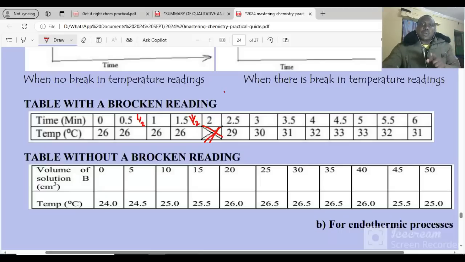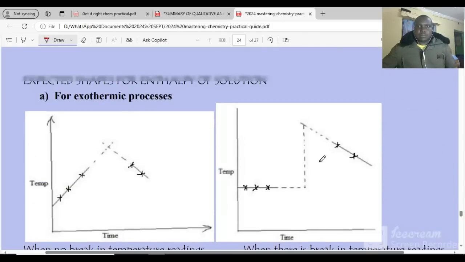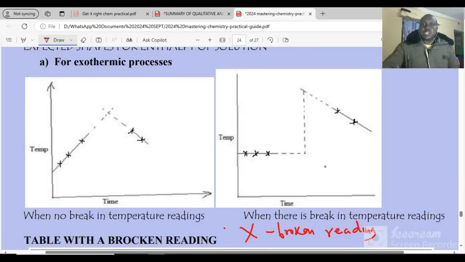So whenever we have a table where the temperature reaches 2 minutes and there is an X, that one is called a broken reading. The table is broken. We call it broken reading. I hope we understand each other. So whenever we have this broken reading table, then the graph we expect should look like this. This one is for the broken.